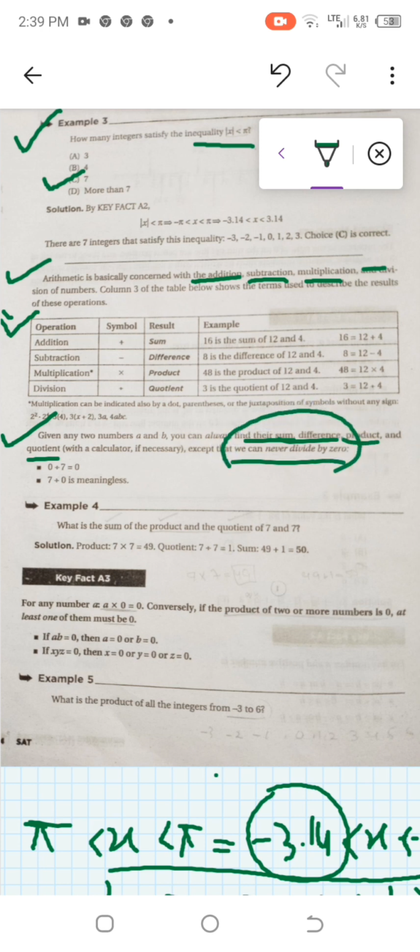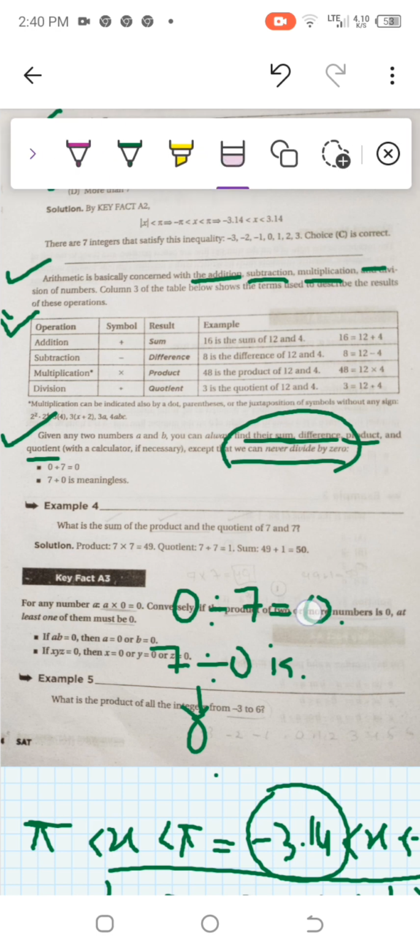किसी भी वैल्यू को आप 0 से डिवाइड नहीं करोगे, क्योंकि when you divide 7 by 0, it will be meaningless. So never divide any term by 0. Okay, now here one example is given, so let's discuss this example.